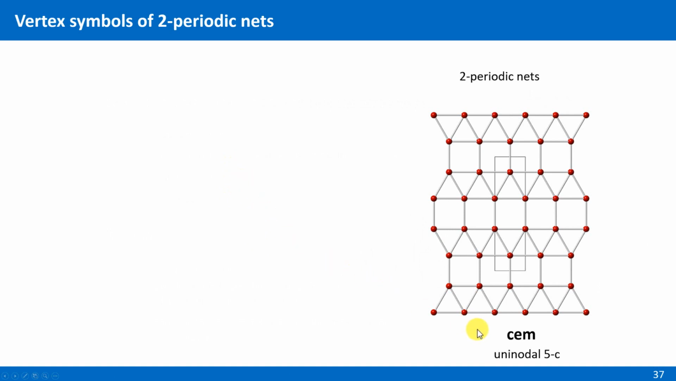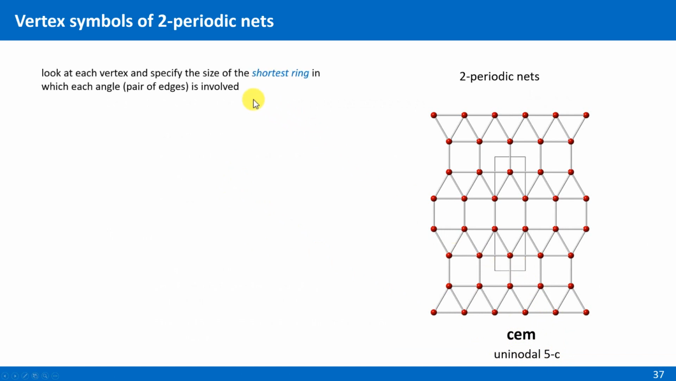Here you see a first example, a two-periodic net named CEM. It is a unionodal, 5-coordinating net, so once again only one kind of vertex is present. Now here is the recipe in order to obtain the vertex symbol for such a two-periodic net. We have to look at each vertex and have to specify the size of the shortest ring in which each angle, this means pair of edges, is involved.